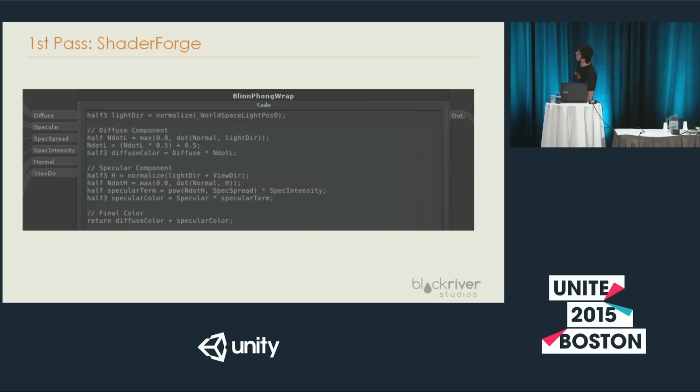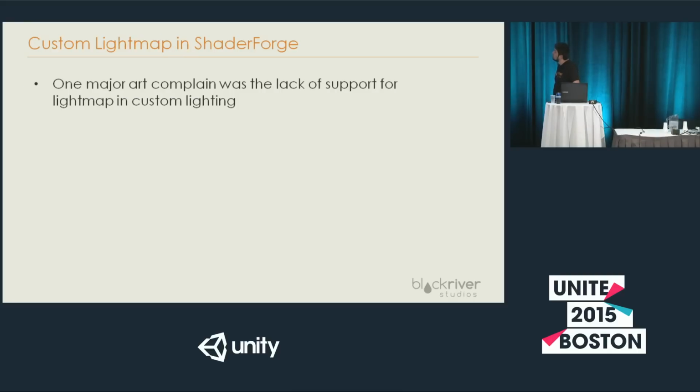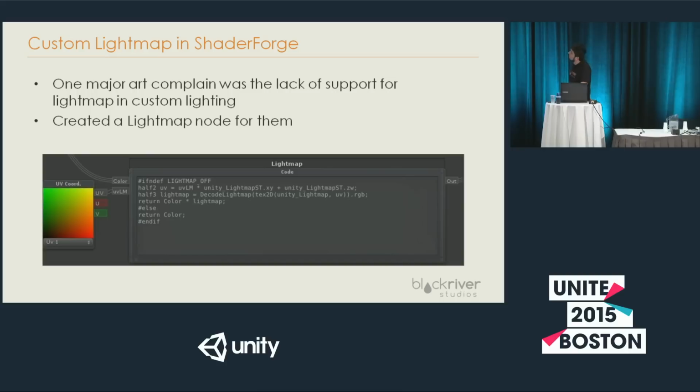Shader Forge is nice because it allows you to do that. So that's what we had for Blinn-Phong and Wrap. One major complaint from the artists was that Shader Forge didn't support custom lightmaps in the custom lighting. So we created a lightmap, but the problem is that Shader Forge does not expose interpolated data, so I had to get the UV there.